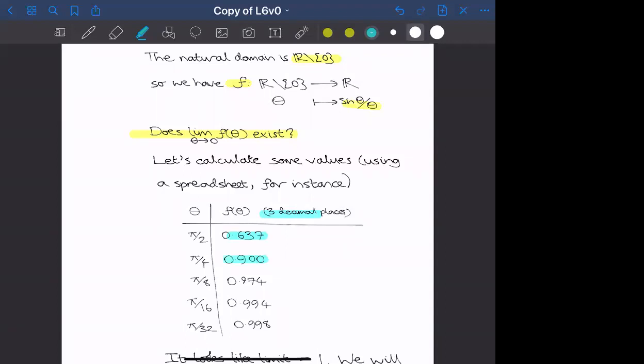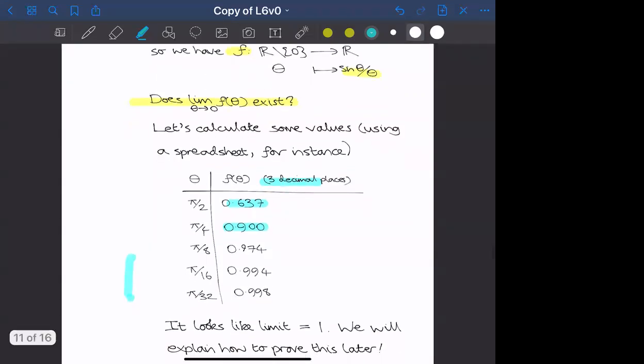It's 0.900, etc. And then halve it again, I get 0.97 something, 0.99 something, 0.99 something even closer to 1. So it looks like the limit is 1.